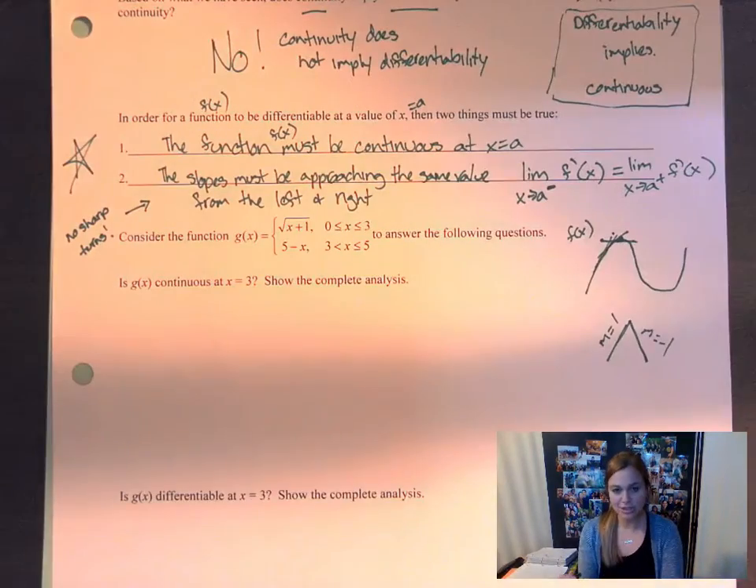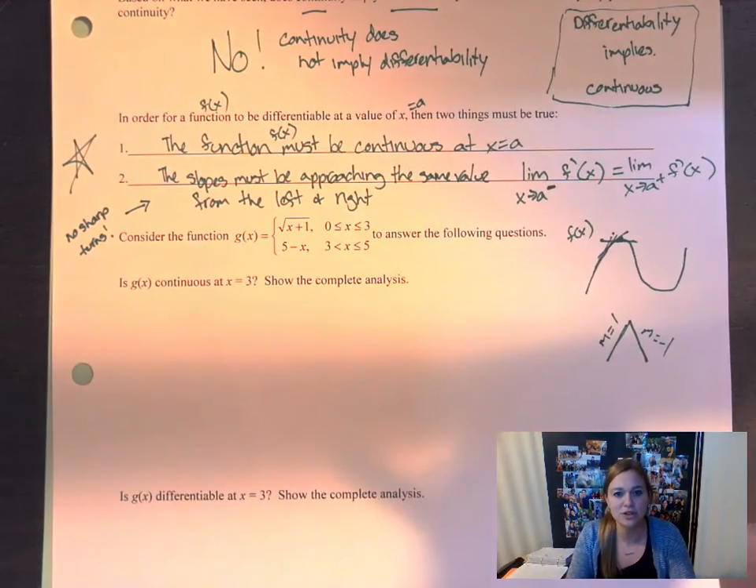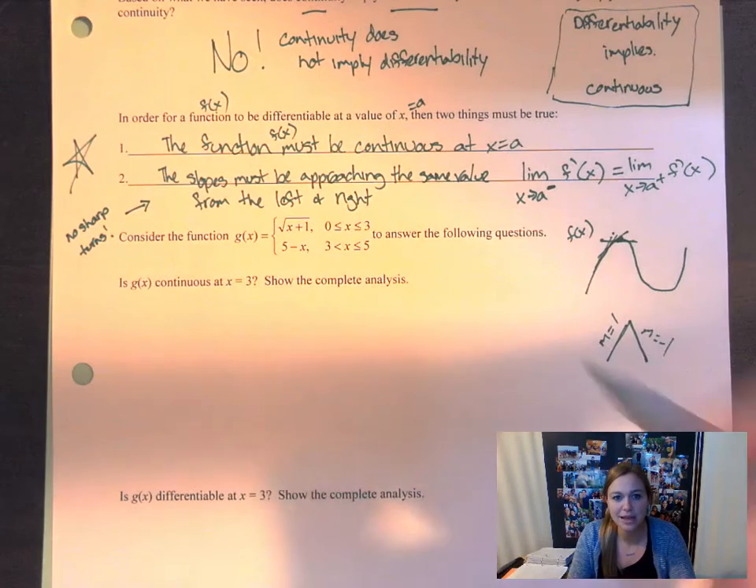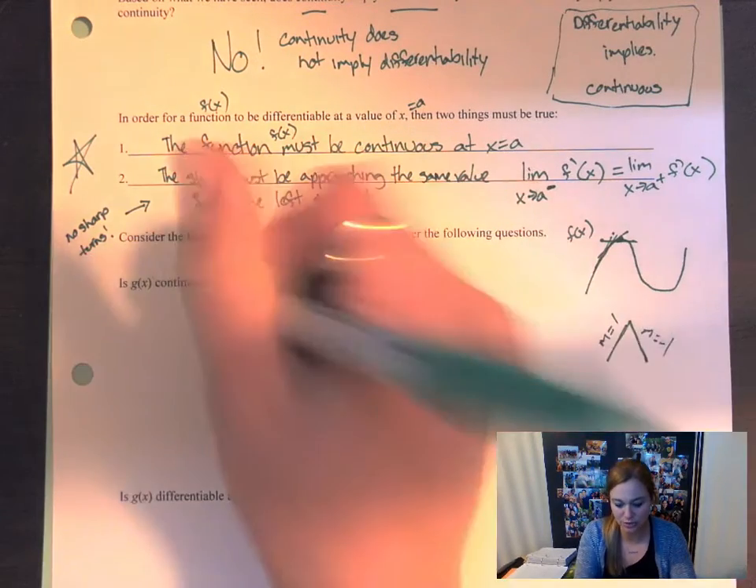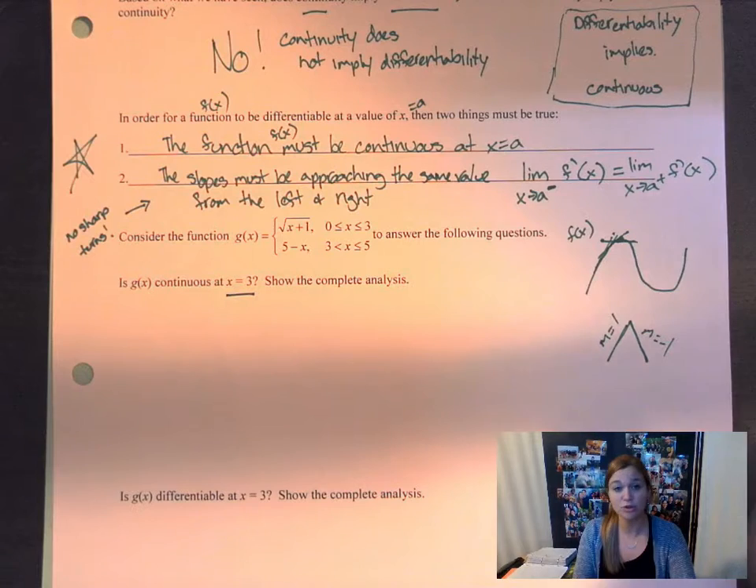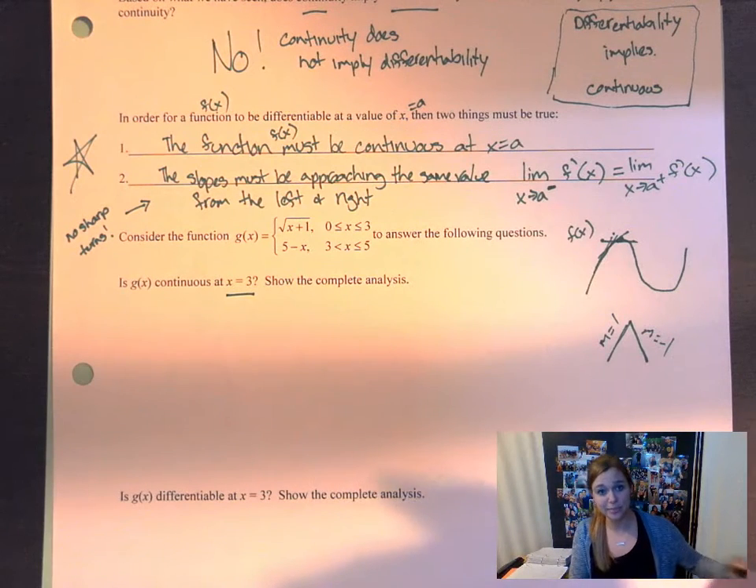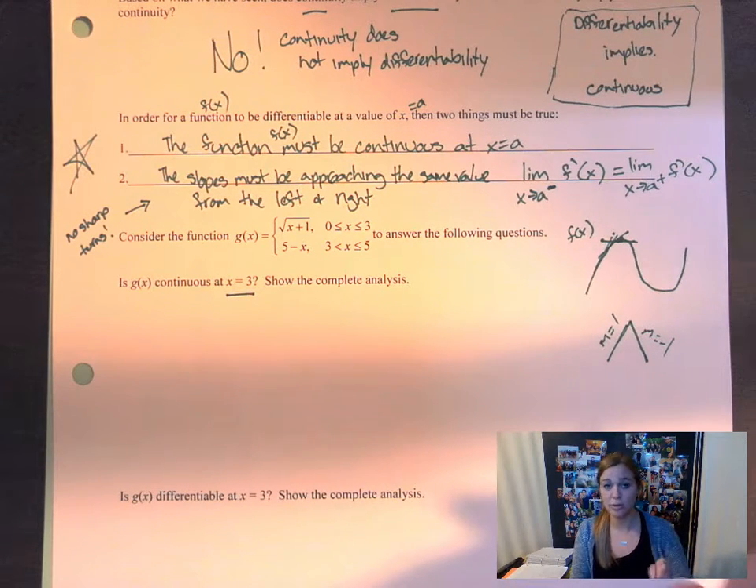Okay, let's just keep going now. This one says, consider this function, g of x, and it says, is g of x continuous at x equals 3? So this you've done before. You could have done this long before this day. Is this function continuous? Well, let's use the 3-part definition.